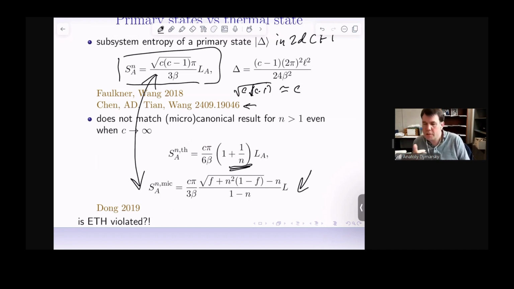One possible conclusion is that the Eigenstate Thermalization Hypothesis is violated. It's not satisfied in two-dimensional CFTs. And certainly it's not satisfied in those CFTs which we understand well and control well. Let's say a minimal model or a free scalar or something like that. These are integrable models in a conceptual sense, so we don't expect ETH to be satisfied.